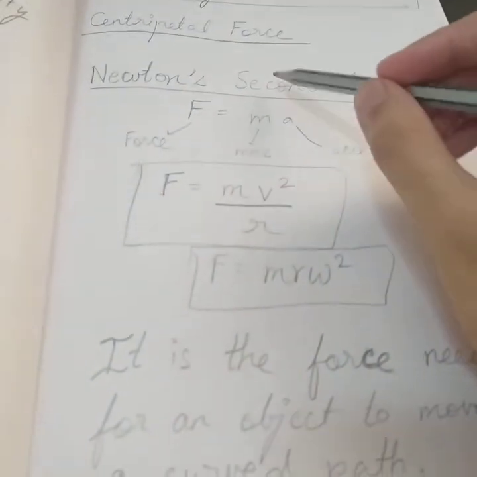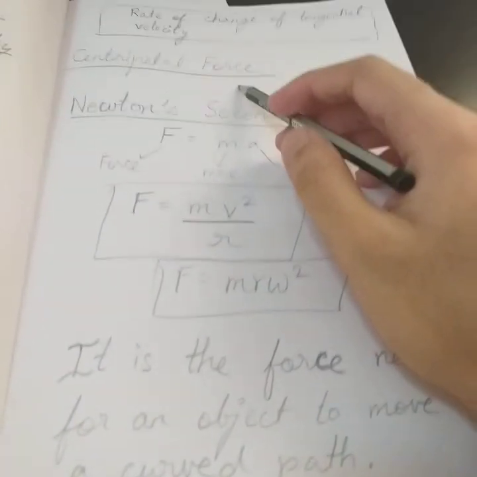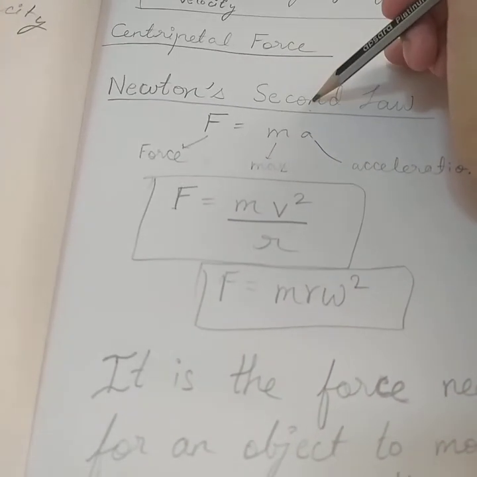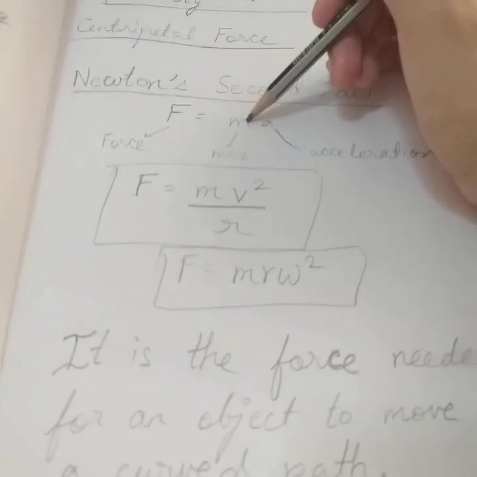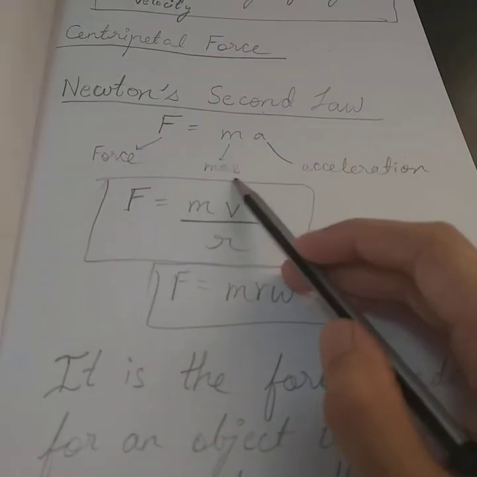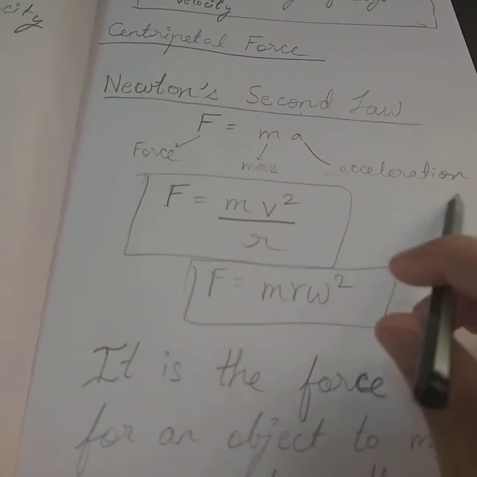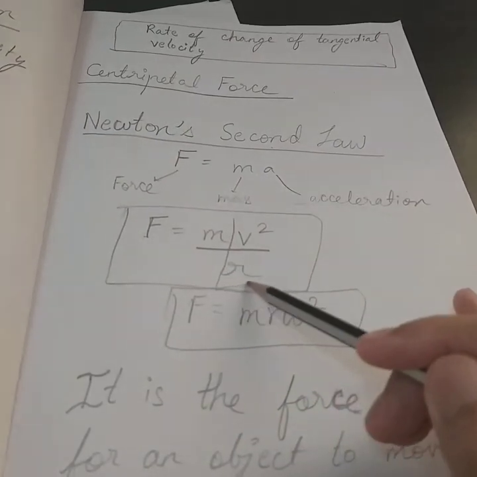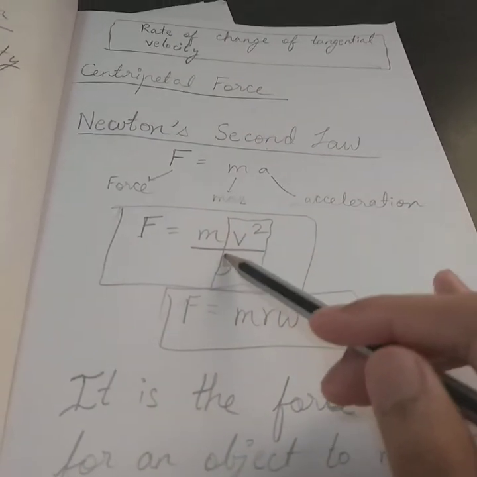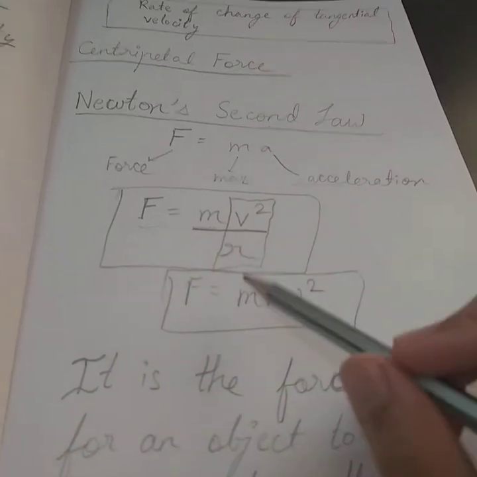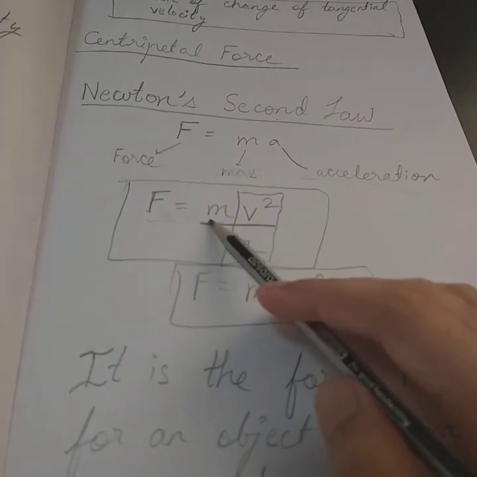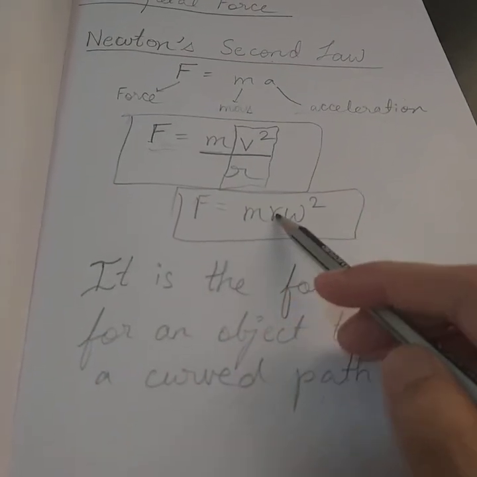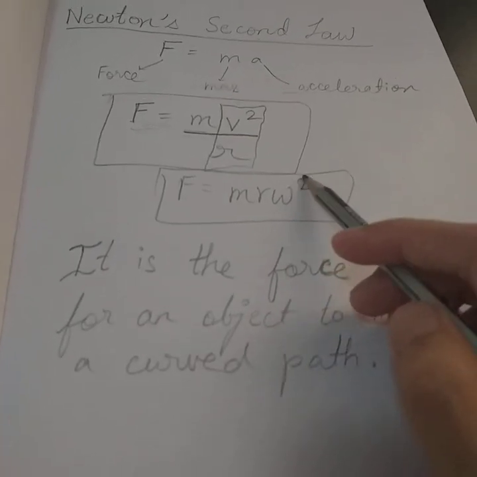As I mentioned earlier, for any object to move on a circular path, we're going to need a centripetal force, for which we have brought in Newton's second law, which is F is equal to ma. We already have that force equals mass into acceleration, and the acceleration we have is v squared by r. So force is equal to m v squared by r, and F is equal to m r omega squared. These are important formulas to remember.